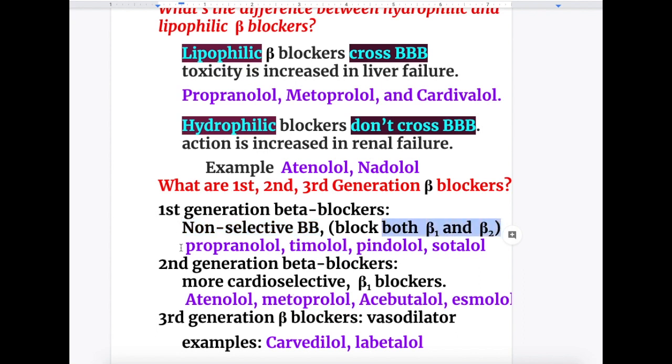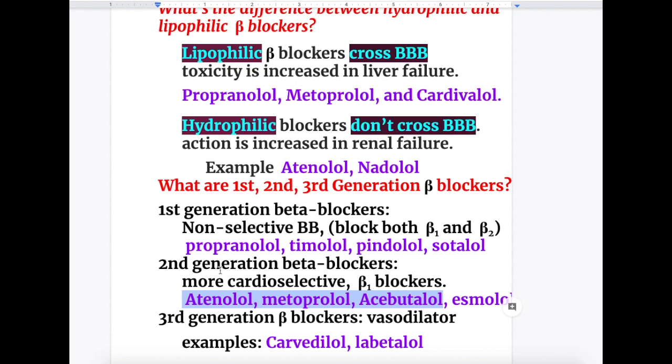Examples of first generation beta blockers are propranolol, timolol, pindolol, and sotalol. These are non-selective beta blockers that block both types of beta receptors. Second generation beta blockers are more cardioselective, beta 1 blockers. Examples are atenolol, metoprolol, acebutolol, and esmolol.